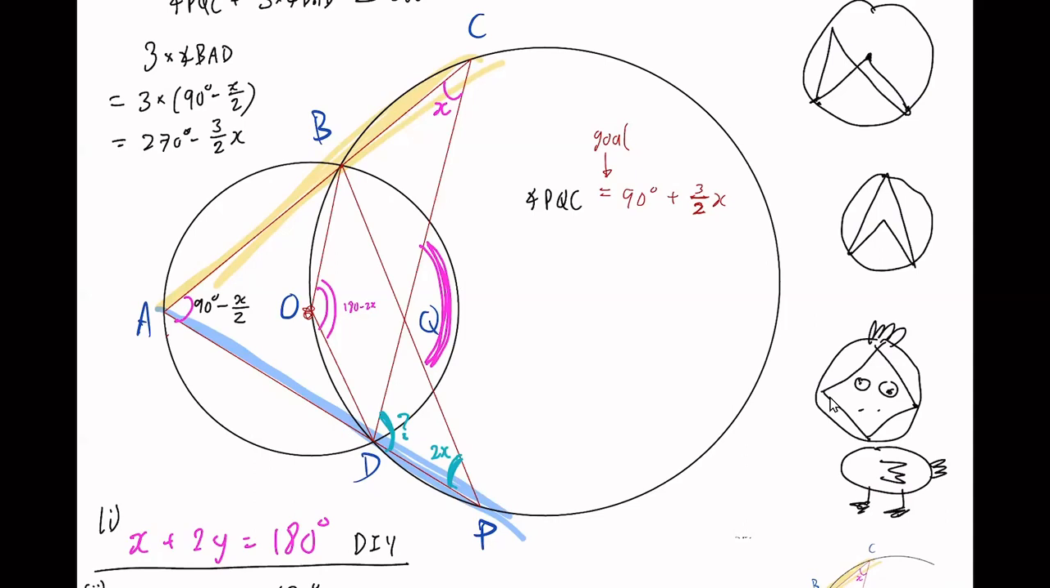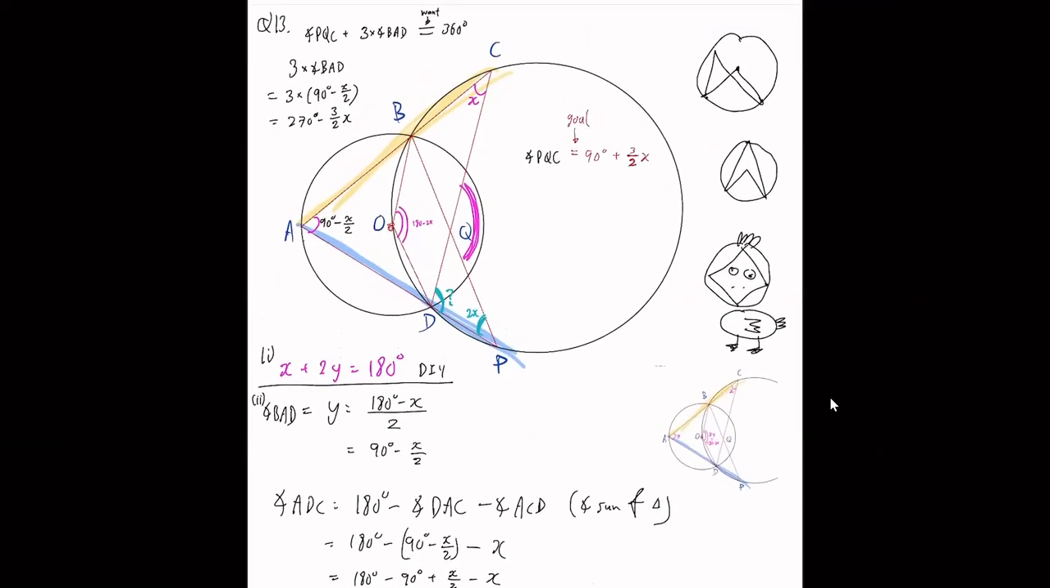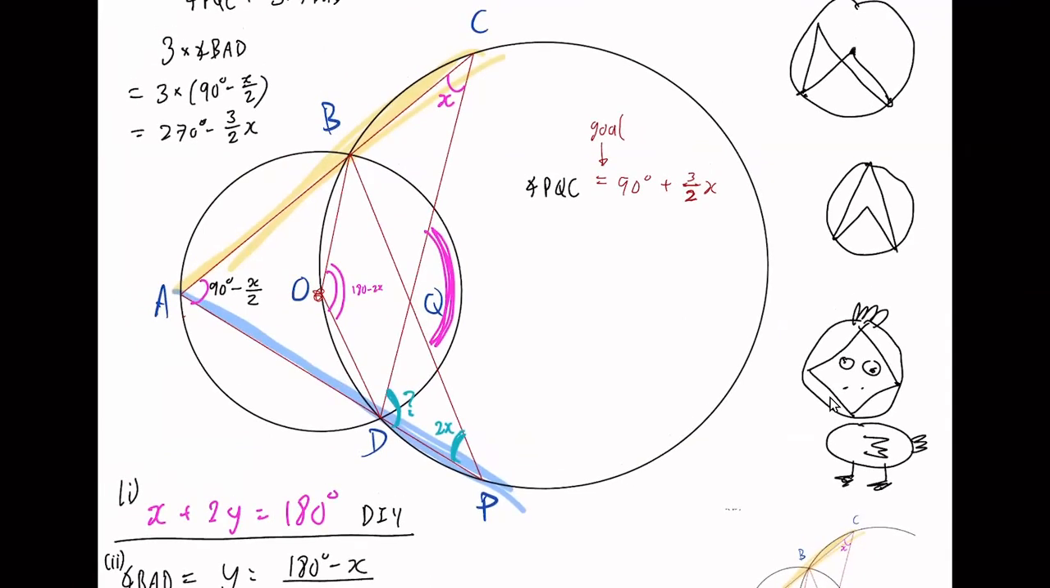Let's work it out inside the circle. So we have part 3. Let me see. Angle CDP. This angle here equals the sum of interior opposite angles. CDP is the exterior. So we can just take the angle DCA and add on angle DAC.